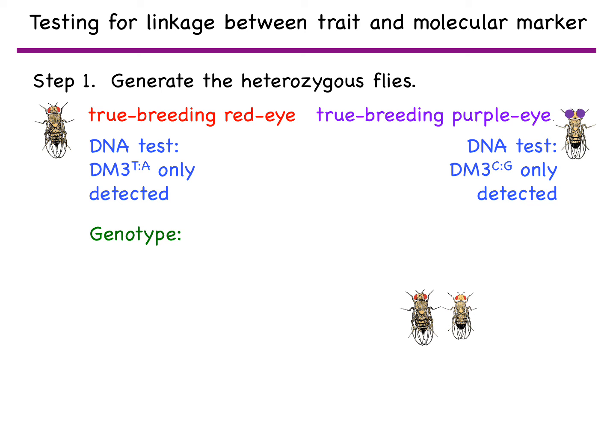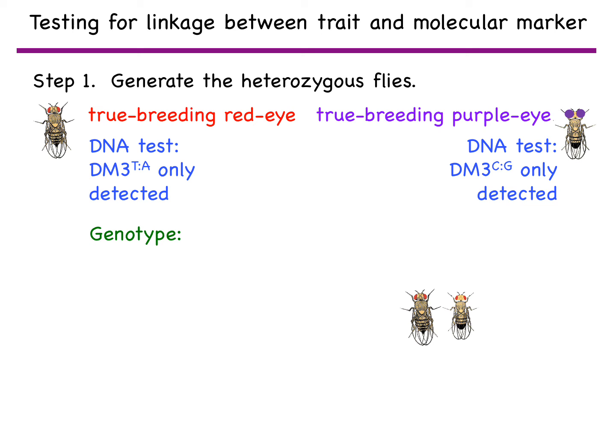Okay, so let's say we have a true breeding red-eyed fly, and we do a DNA test, and we detect only the DM3TA allele. And we have a true breeding purple-eyed fly, and we do a DNA test, and we find that it only has the DM3CG allele. So whenever I say true breeding, that means you're homozygous for all loci, okay?